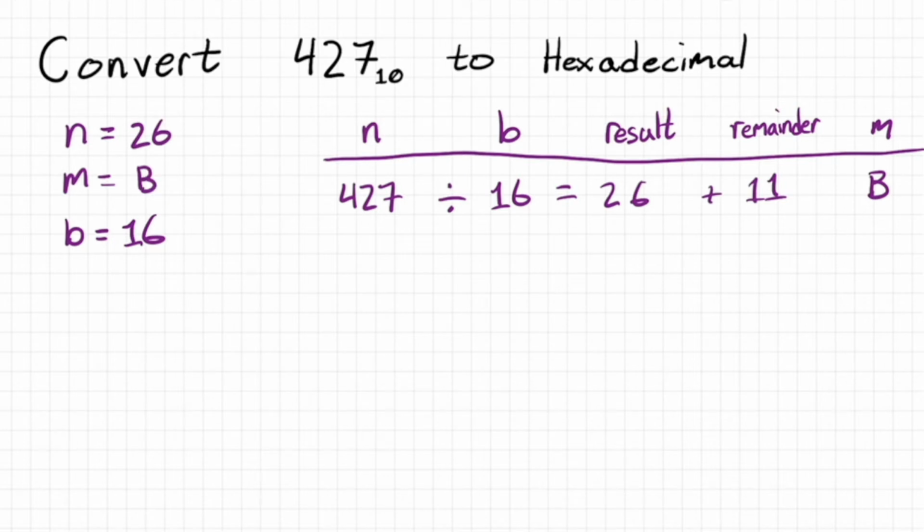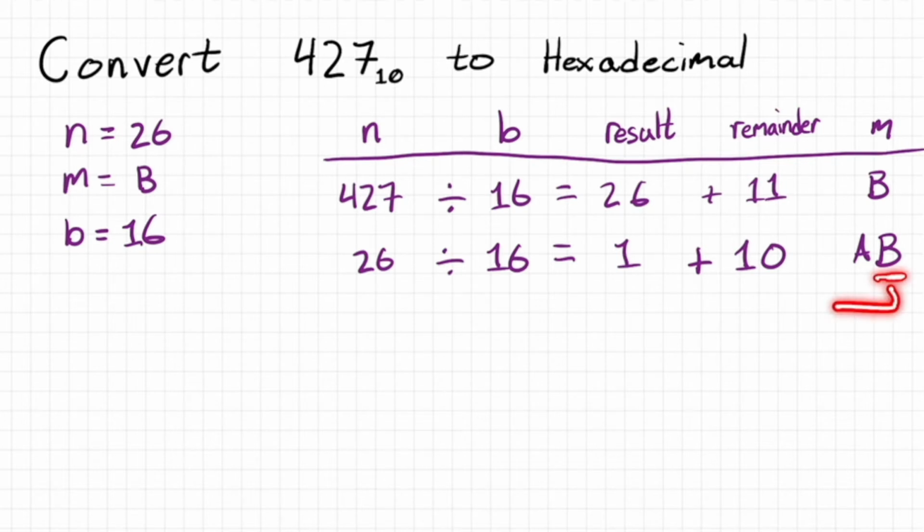So if we do this again, we do 26 divided by our base, which is going to equal 1 plus a remainder of 10. And again, we need to convert this number to a hexadecimal digit, which is going to be the digit A, and that is going to be the next digit to the left, since we are building from right to left. So we can come over here, we can overwrite N with the number 1 and M with AB. And well, N is not 0 yet, so we need to continue.